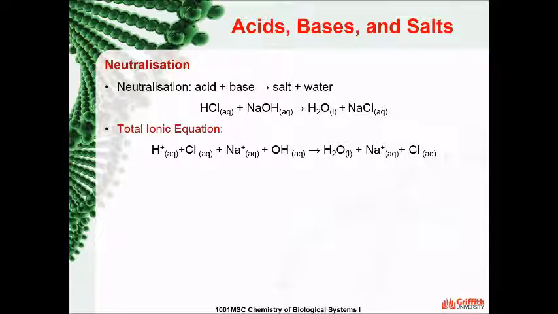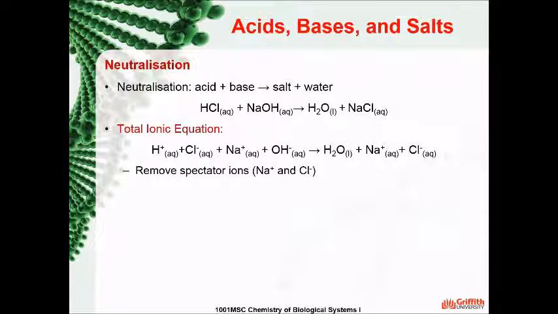HCl and NaOH are both strong acids and bases respectively, so they completely dissociate. In the product we find water, which is a non-electrolyte, so it doesn't dissociate. Sodium chloride is soluble, so it gets ionized. This is our total ionic equation.